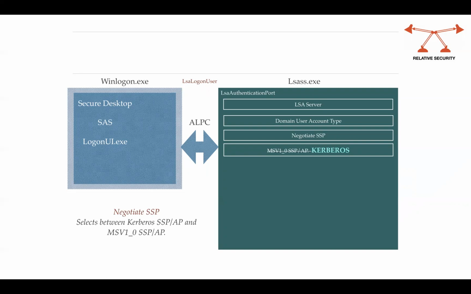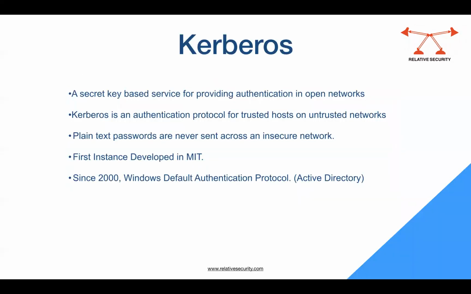It goes to negotiate what kind of SSP I'm going to use. For the local user account, it used the MSV1_0 SSP. But for this one, it is going to use Kerberos. Now, what is Kerberos? Kerberos is basically a secret key based service to provide the authentication in open networks. Why open networks?